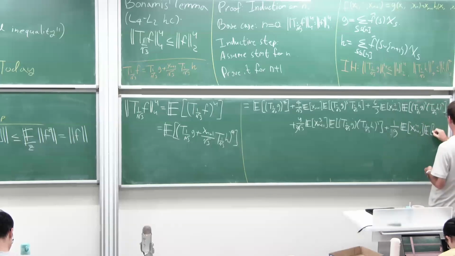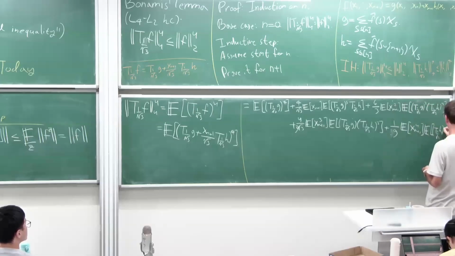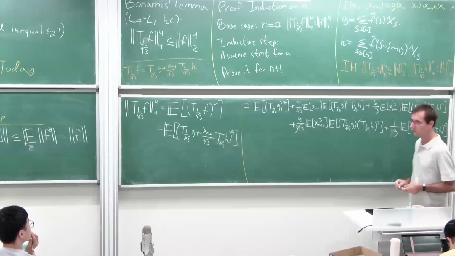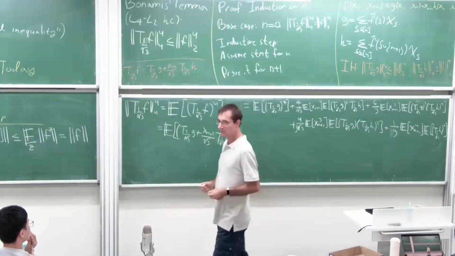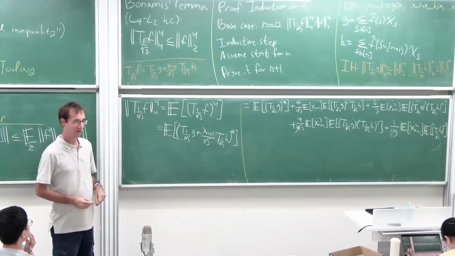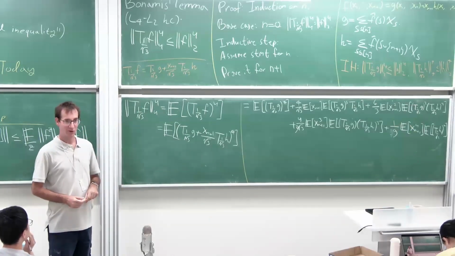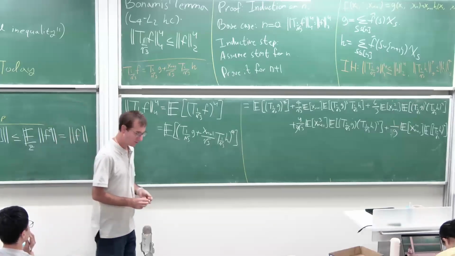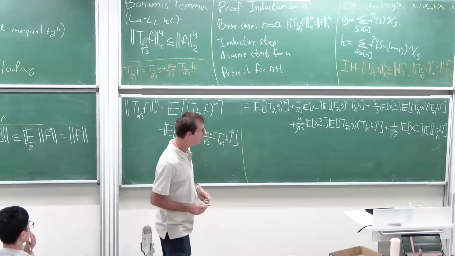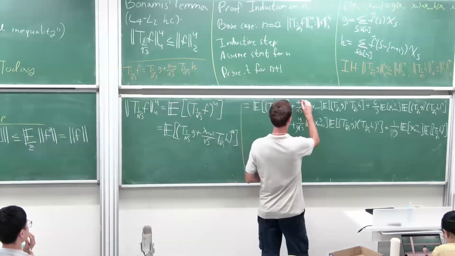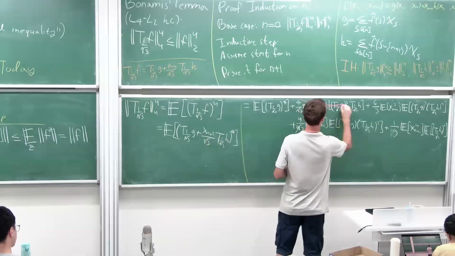Okay, almost done. So like I said, this was the difficult part of the proof, just writing everything out. We have 5 terms, but actually only 3 of them are non-zero. So what is the expectation of x_{n+1}? 0. So I wrote all this mess, but this is just 0.